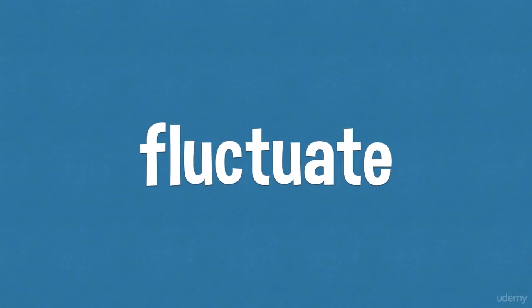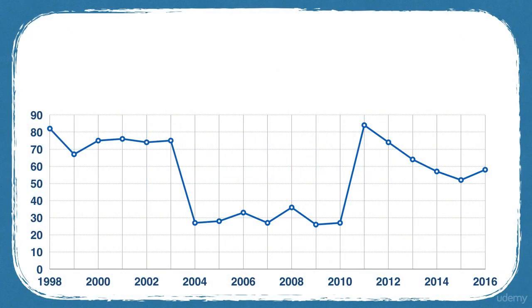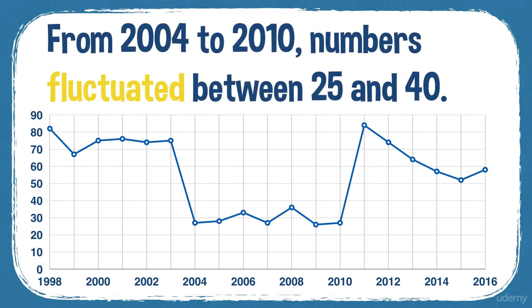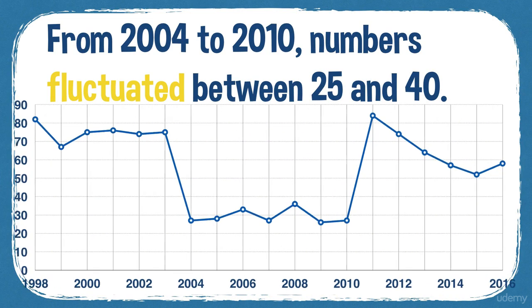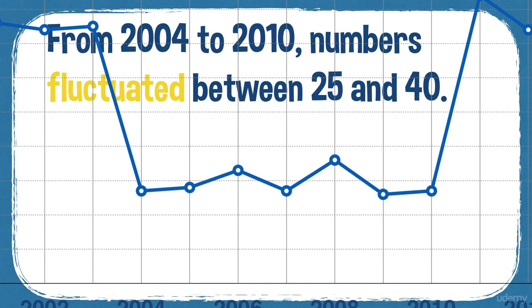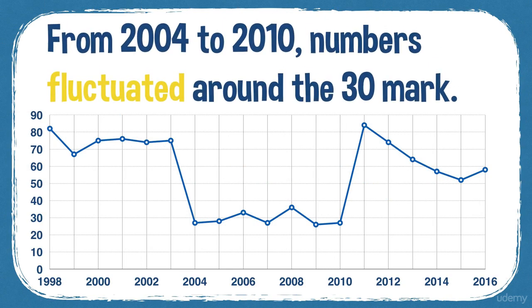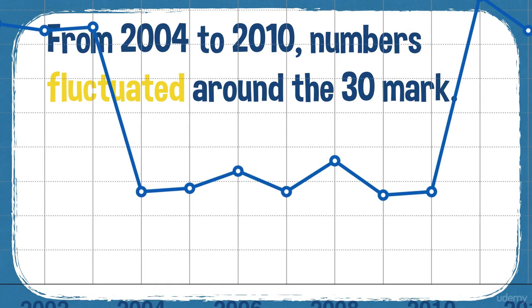So the first word is fluctuate. When numbers fluctuate, they go up and down, usually very quickly. So for example, from 2004 to 2010, numbers fluctuated between 25 and 40. So they went up and down and up and down. You could also say from 2004 to 2010, numbers fluctuated around the 30 mark.